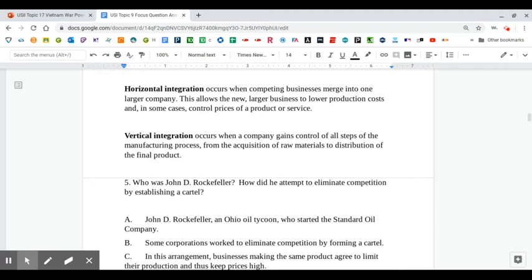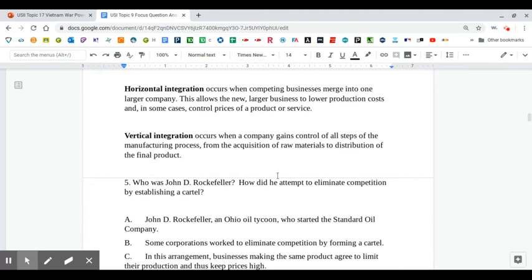If it was horizontal, then you might only own one of those processes. Let's say you're just a random gas station owner in Metuchen, and you own that gas station, and all the other aspects of getting the gas to your gas station occur by other companies. Hopefully that helped.